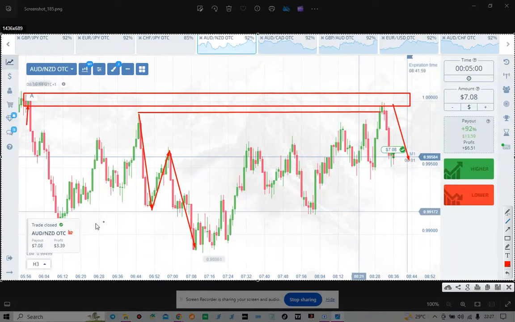So we notice that the price breaks all the lows here. It breaks this low, and also breaks this low. If the price breaks the low, it is a sign of change of character. And immediately the price continues to rise up again.